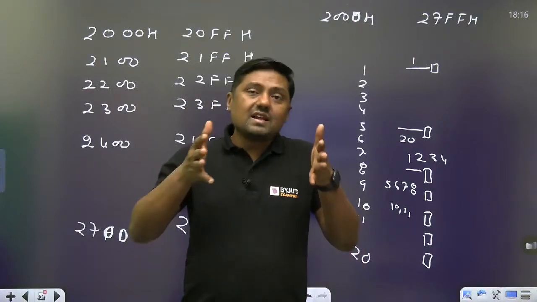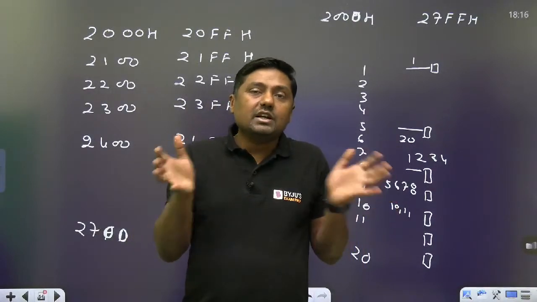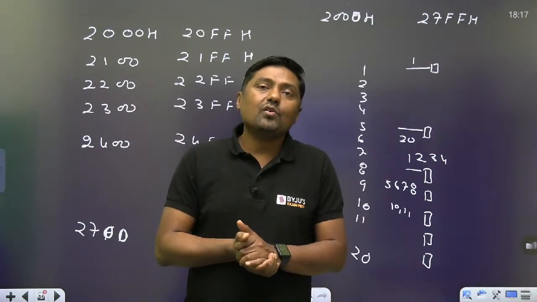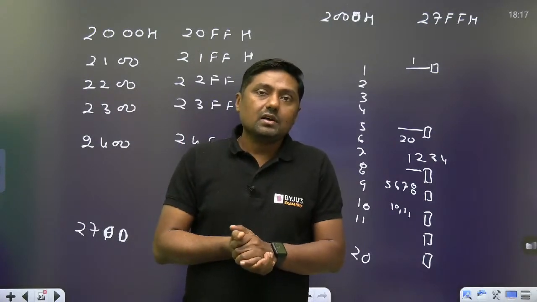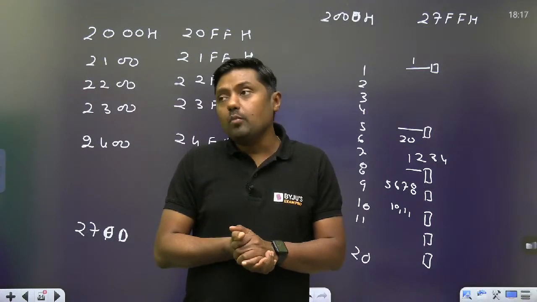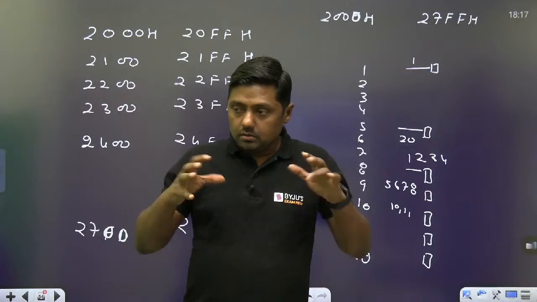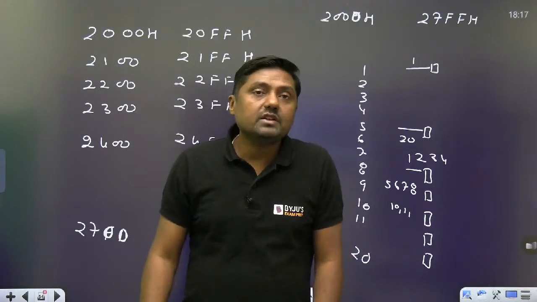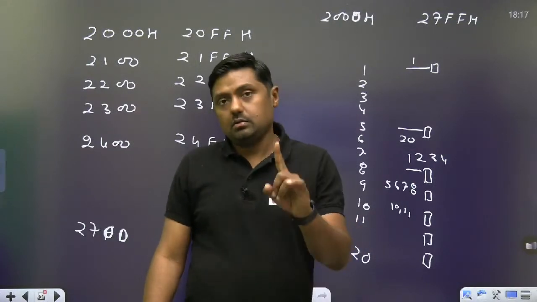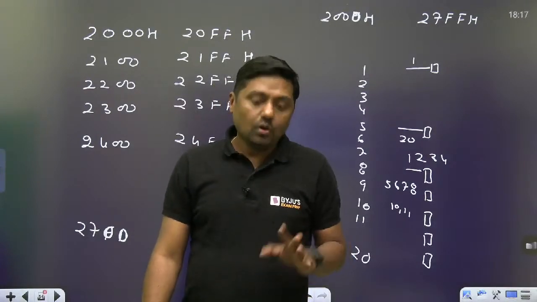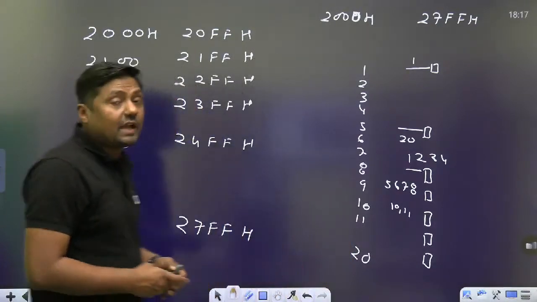Address range available are very high, but the devices are very low, right? No doubt address ranges are what, we have the total 16 address lines, but devices are only one, only one device we have to deal with. Tell me, which is more efficient, that type of question.